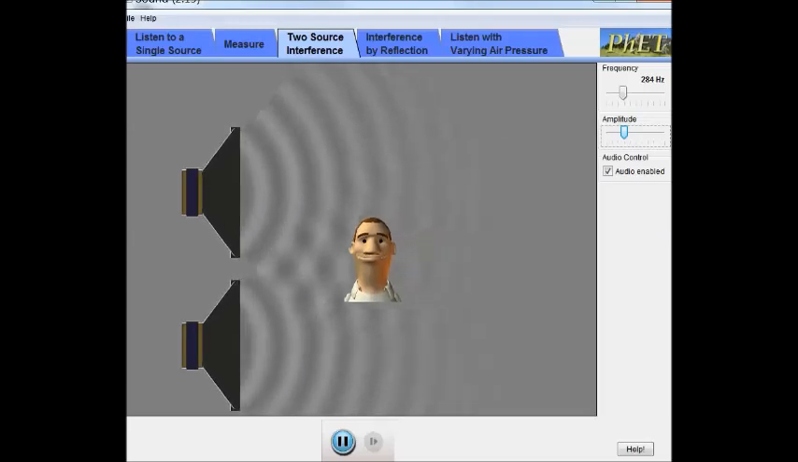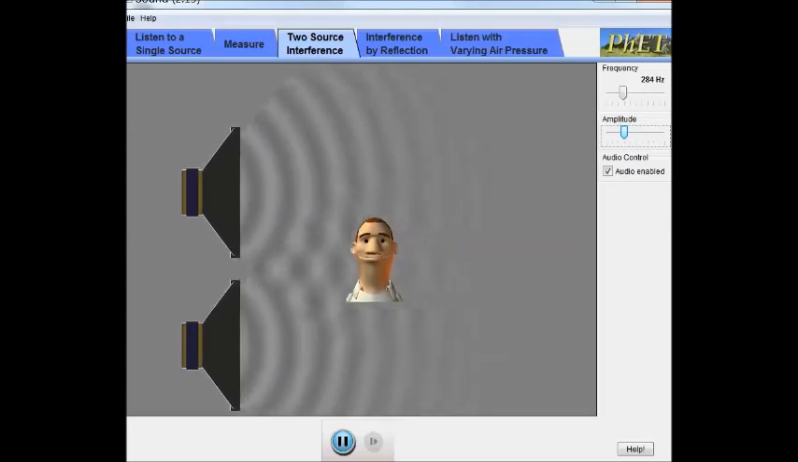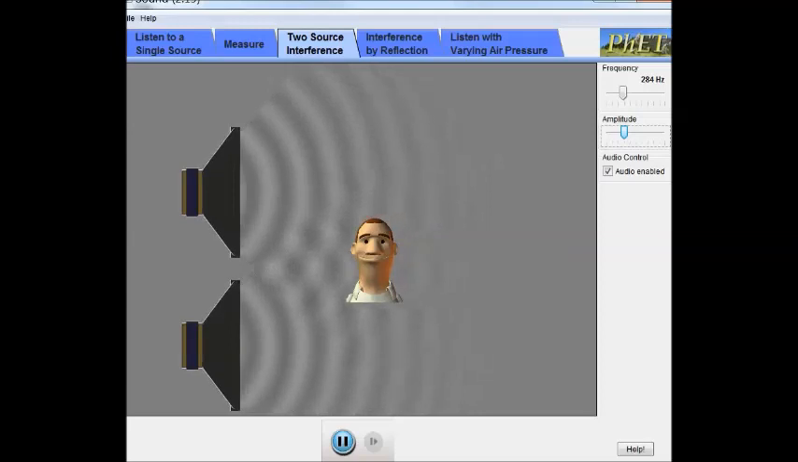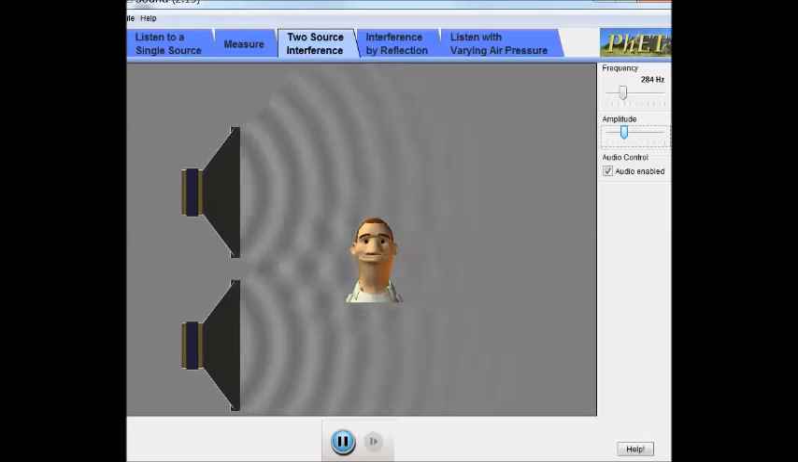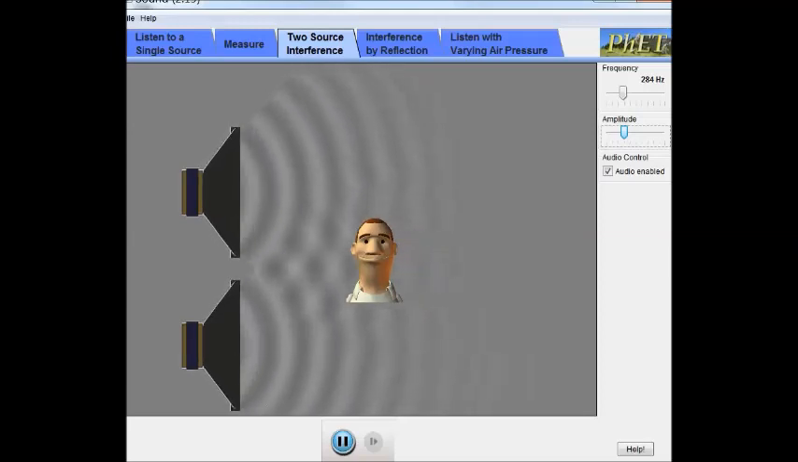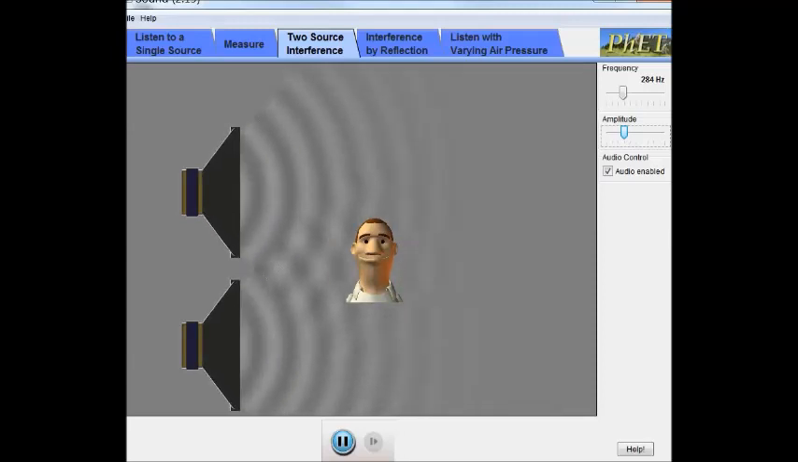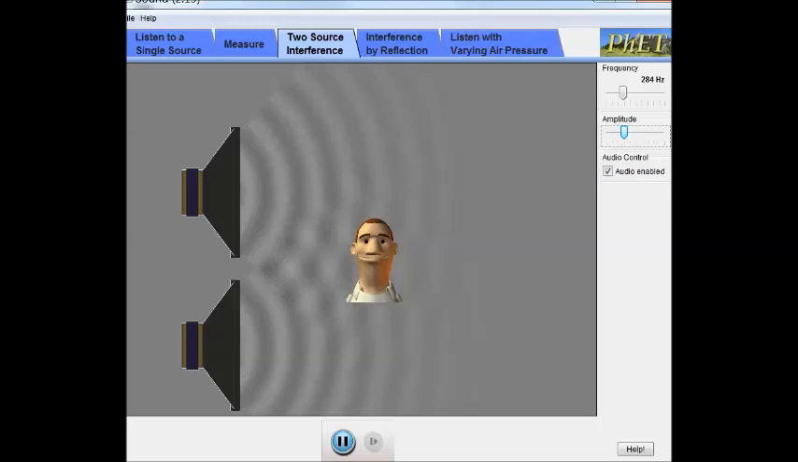So let's see if I can, here, right there, there's practically no sound at all. So that's an example of wave interference, specifically destructive interference, where the two waves cancel each other out.